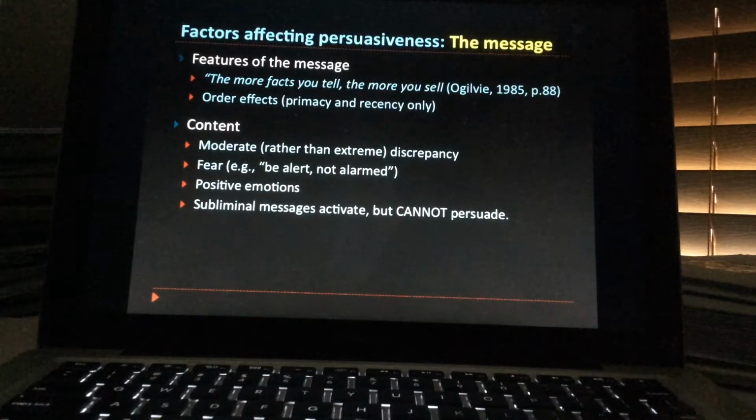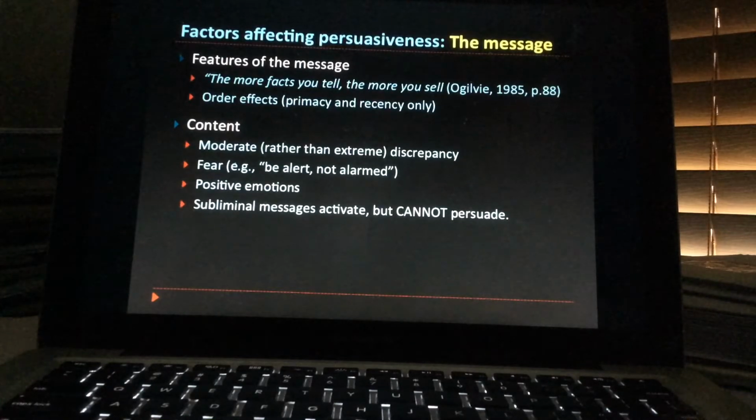A little bit about the content of the message itself. You're best off using moderate content rather than extreme content, right, in order to create a discrepancy that might motivate attitude change. If we think about the type of content, you might want to be using fear as a motivator, right? People often use fear as a motivator for attitude change, particularly on social issues. But there's a difference between creating fear that alerts people to the situation and fear that alarms people or that people find quite scary, right?